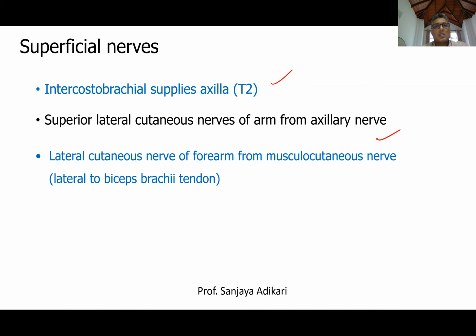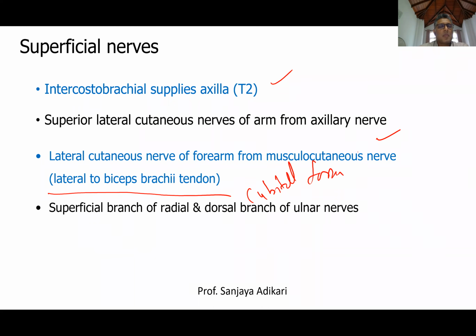Then the lateral cutaneous nerve of the forearm is from the musculocutaneous nerve, which comes out lateral to the biceps tendon in the cubital fossa. We'll see that in a moment. Then the superficial branch of the radial and the dorsal branch of the ulnar nerves.